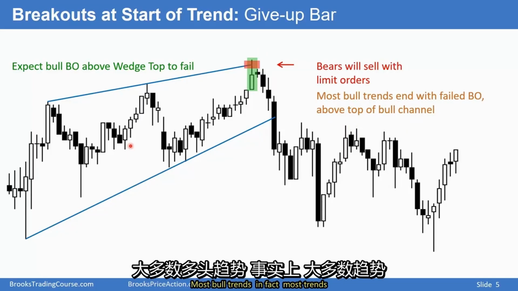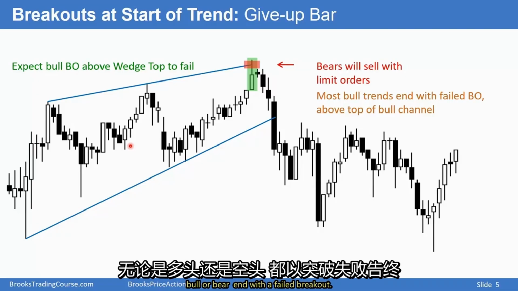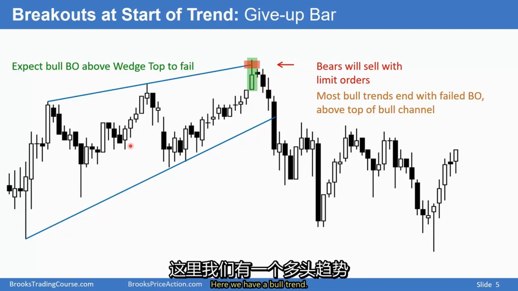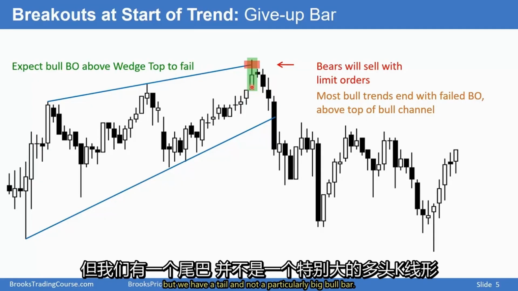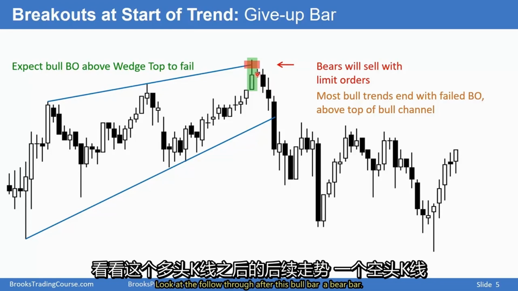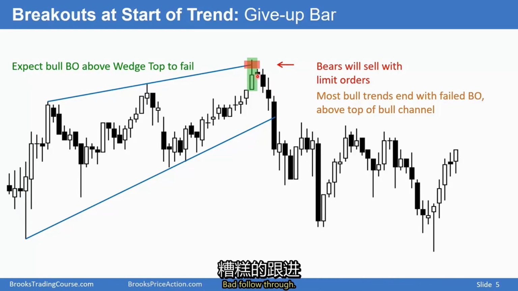Most bull trends, in fact, most trends, bull or bear, end with a failed breakout. Here we have a bull trend. We're trying to break above the top of the channel, but we have a tail and not a particularly big bull bar. Look at the follow-through after this bull bar, a bear bar. Bad follow-through.